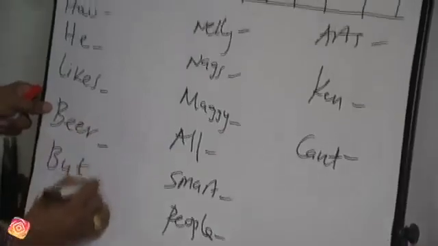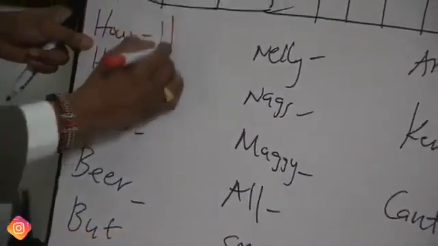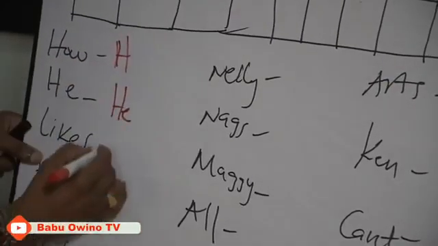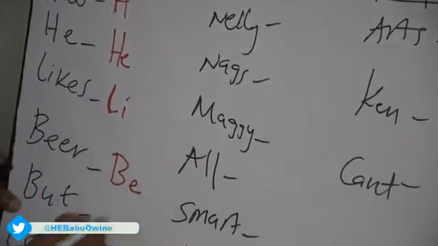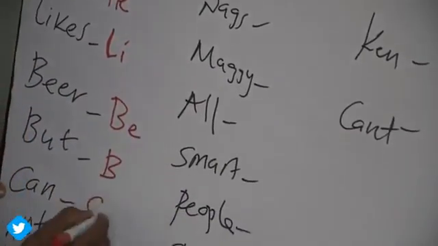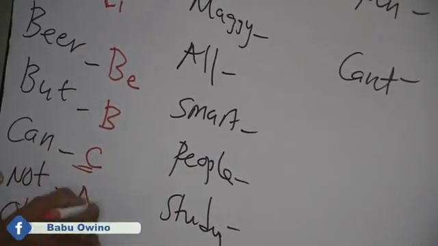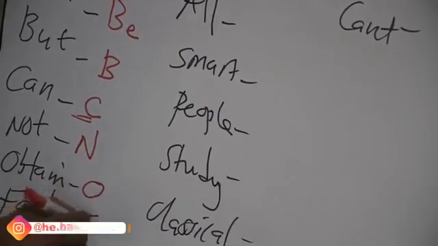We want to identify these elements. The first element is hydrogen. Second element is helium. Third is lithium. Fourth is beryllium. Fifth is boron. Sixth is carbon. So we will be looking at this. 7 is nitrogen. 8 is oxygen. 9 is fluorine.